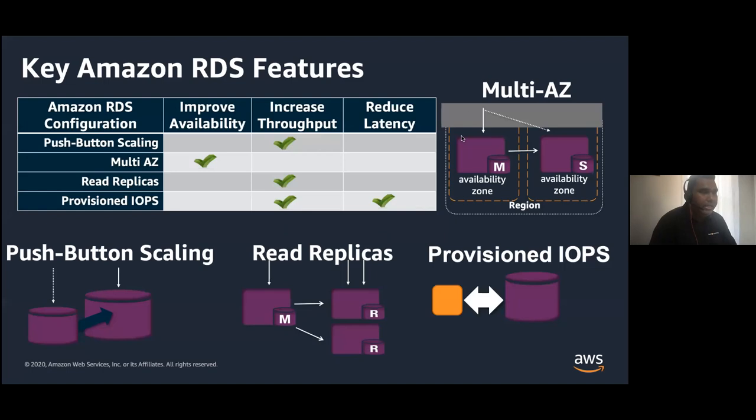And here you can see the diagram at the right, multi-AZ or multi-availability zone. You can have a master running in one AZ, and then you also have a read replica that can run in another AZ. So you have different options and different ways to set up your architecture for RDS. And the last thing is provisioned IOPS. If you need to reduce latency on your database and application, you can go with provisioned IOPS as well. So those are some of the RDS features or benefits that AWS offers.